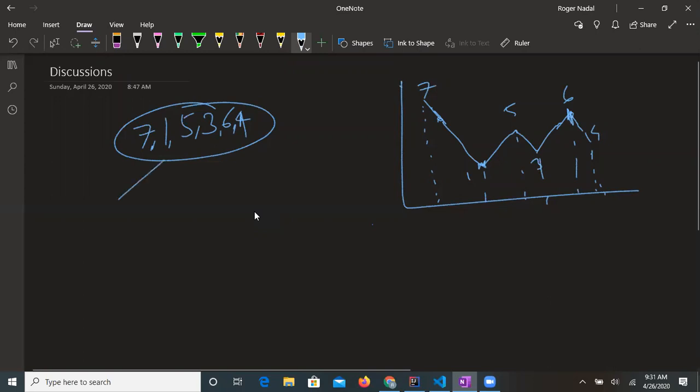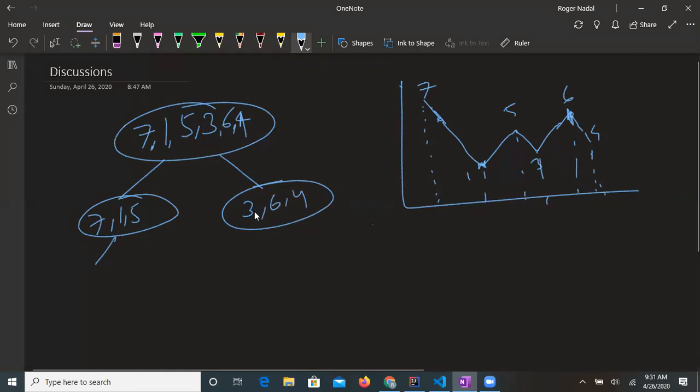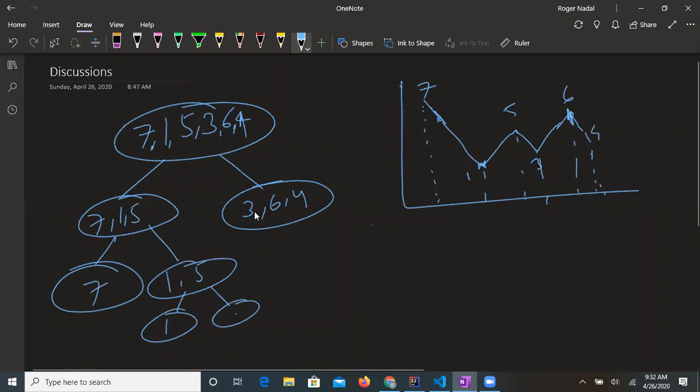This guy will ask, okay, can you give me the value for 7 1 5? What is the best you can get? And this one, 3 6 4, what is the best you can get? Then 7 1 5 says, okay, let me break again: 7 and 1 5. And 1 5 will again break into 1, 5, something like this. And here also we will have 3, 6 4, and then again 6 and 4.